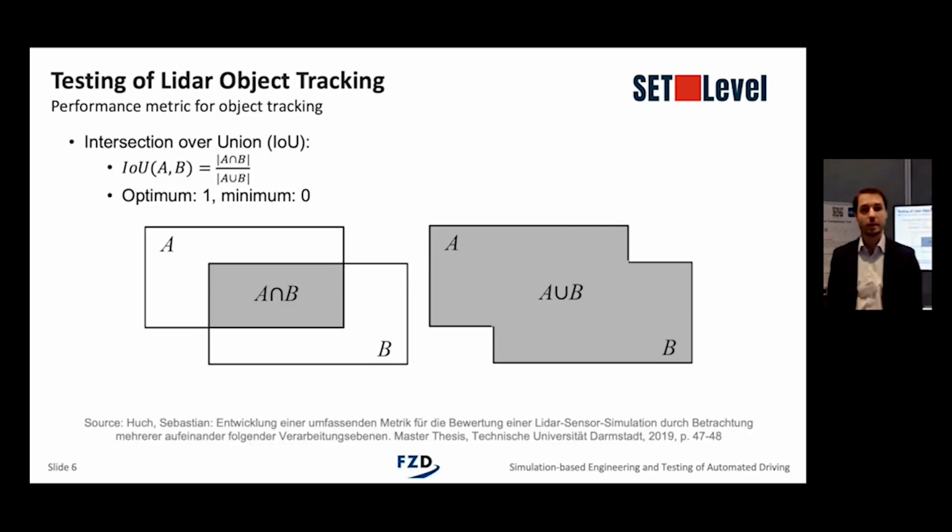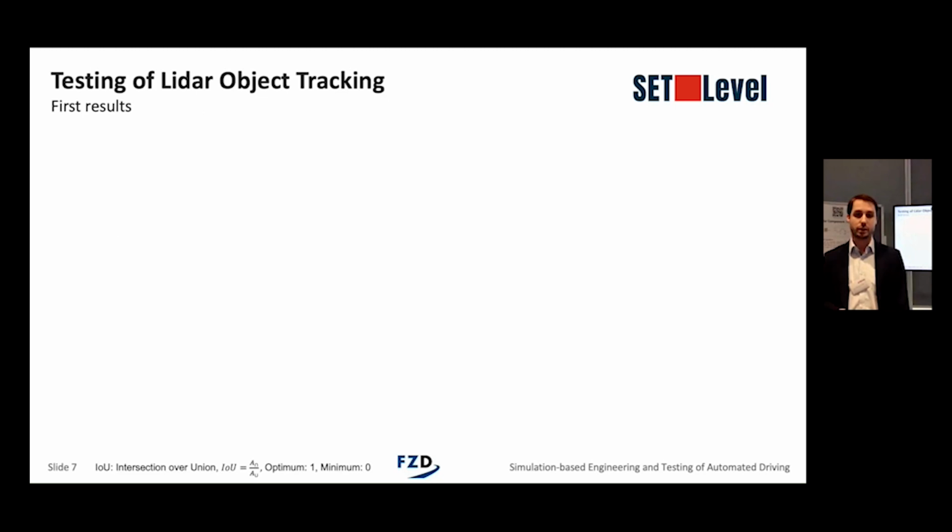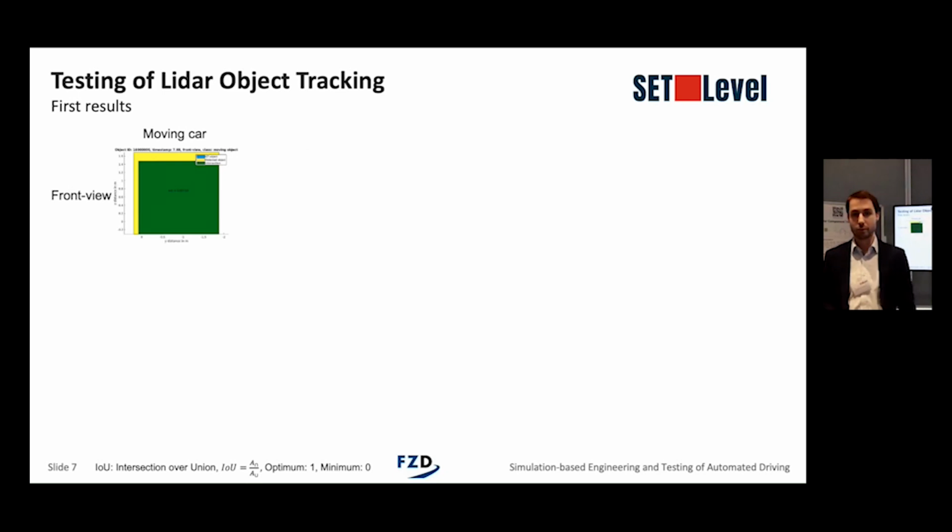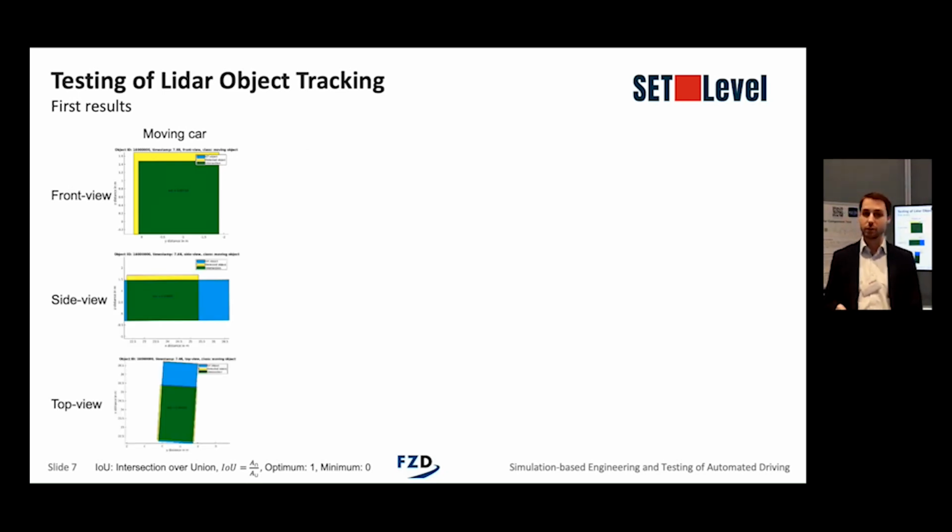Simple one is intersection over union. So we simply look from different perspectives on the ground truth and on the detected objects and see how much they overlap. And then we can calculate this as one metric to show how good the object detection and tracking algorithms are. We can do this from a front view, from the LiDAR perspective. We can do this as side view or top down. So all 3 dimensions we can utilize here for this metric.